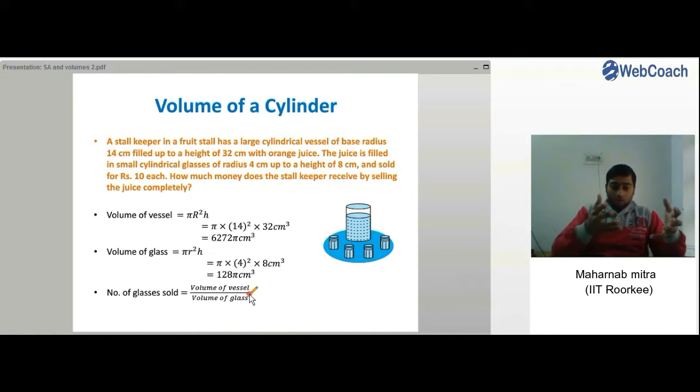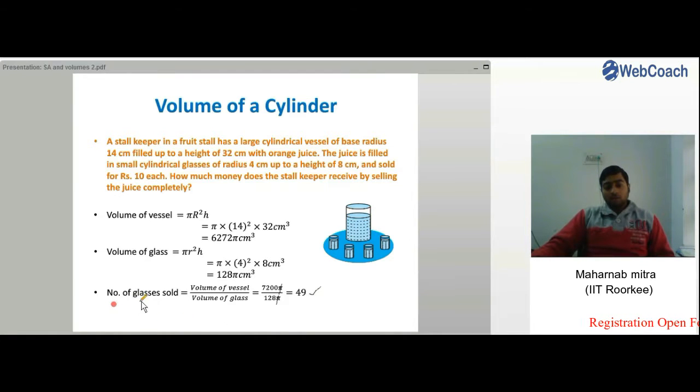So by simple algebraic calculation, the number of glasses sold will be the volume of the entire vessel divided by the volume of one single glass. When you do this division, the units centimeter cube cancel off, and pi also cancels off from the numerator as well as the denominator, right? We are left with two numbers, 6272 divided by 128, and when this division is done we get the answer 49, so the number of glasses sold is 49. This way we get the number of glasses sold.